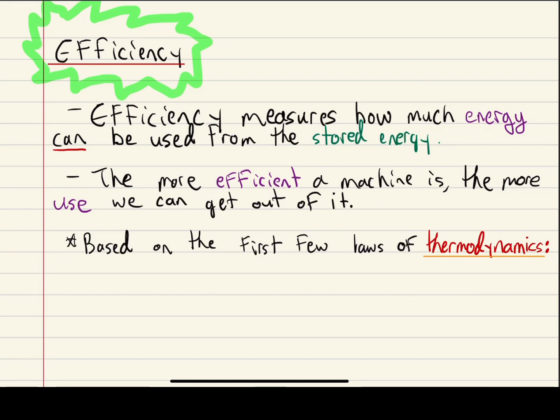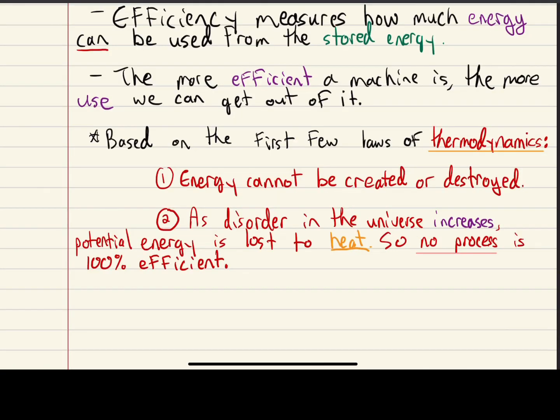So the idea of how much use we can get out of a machine is really based on the first few laws of thermodynamics. The first law, otherwise known as the conservation of energy, states that energy cannot be created or destroyed, so it simply changes from one form to another. And the second, which pertains more specifically to efficiency, is that as the disorder in the universe increases, and we say that the disorder in the universe is always increasing, potential energy is lost to heat, so no process is 100% efficient.